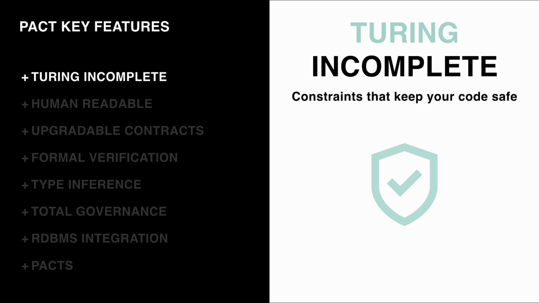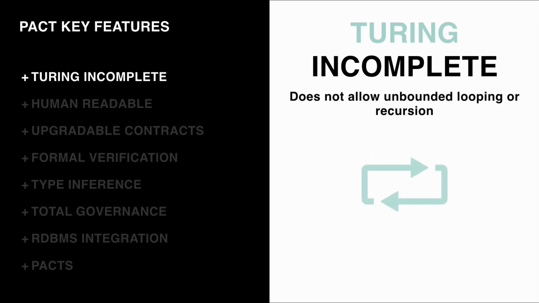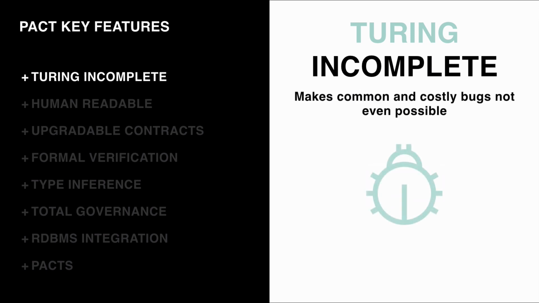To maintain Turing incompleteness, Pact does not allow unbounded looping or recursion. Pact detects recursion and fails immediately. Looping is also only supported in special circumstances. The key benefits of this are to reduce cost and improve performance. Turing incompleteness makes some of the most infamous and costly bugs discovered in other platforms not even possible with Pact.